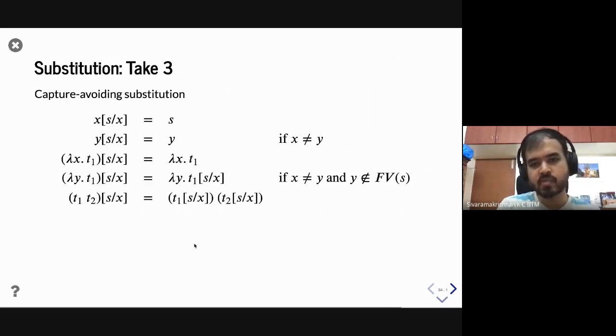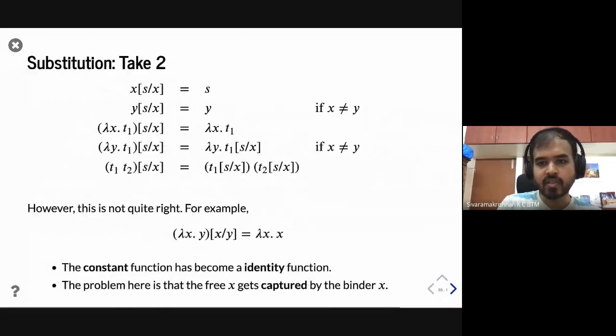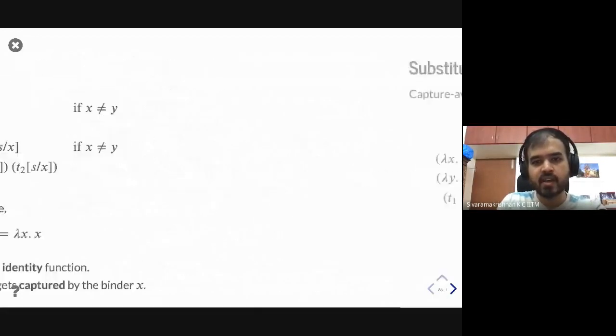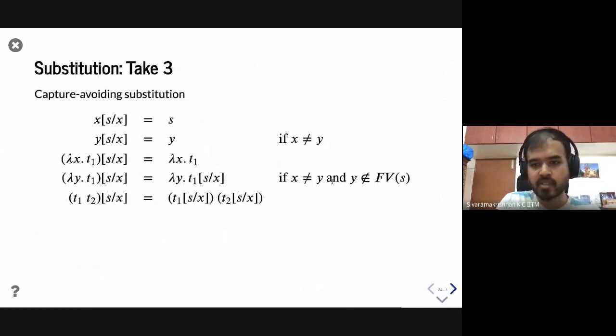We can try to fix this problem. If you compare take 2 versus take 3, all I've done is add another clause here, where I say, make sure that when you replace for x in T1, the term that you're substituting does not have a free variable which happens to be y. So the binder is not a free variable in S.